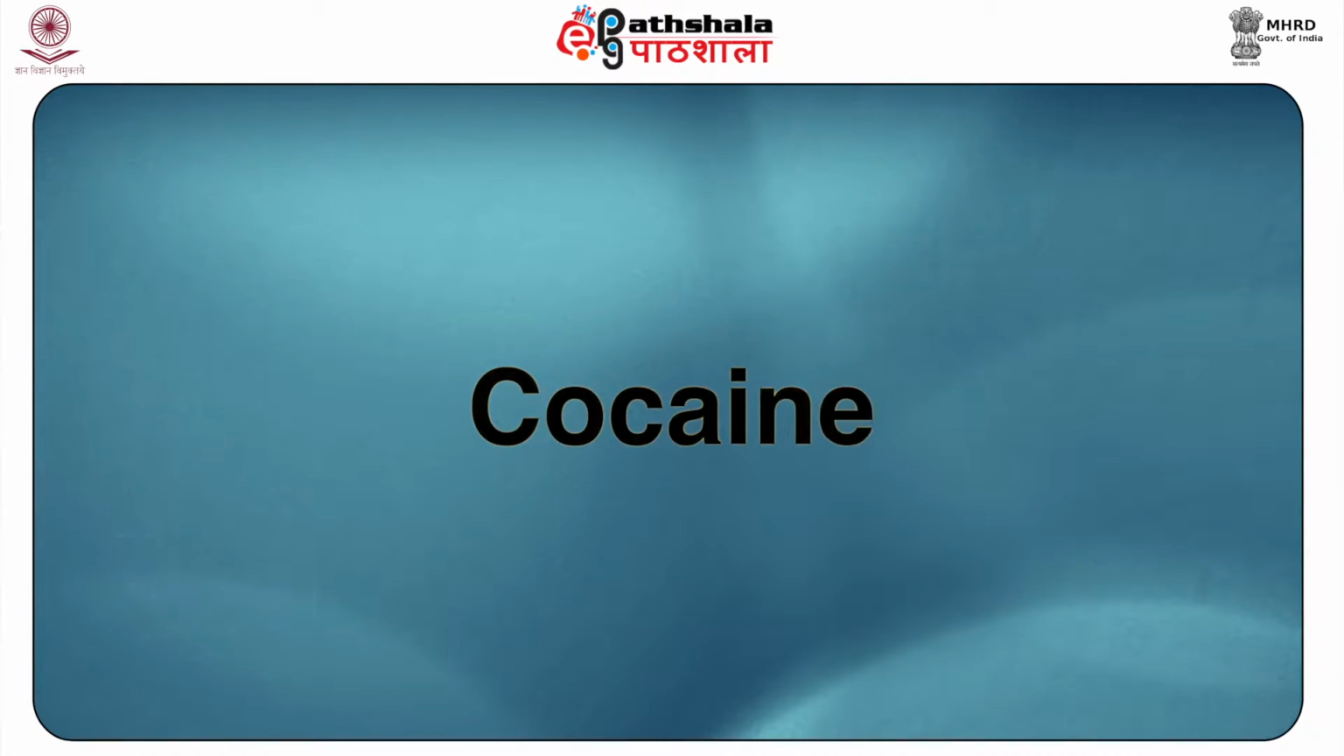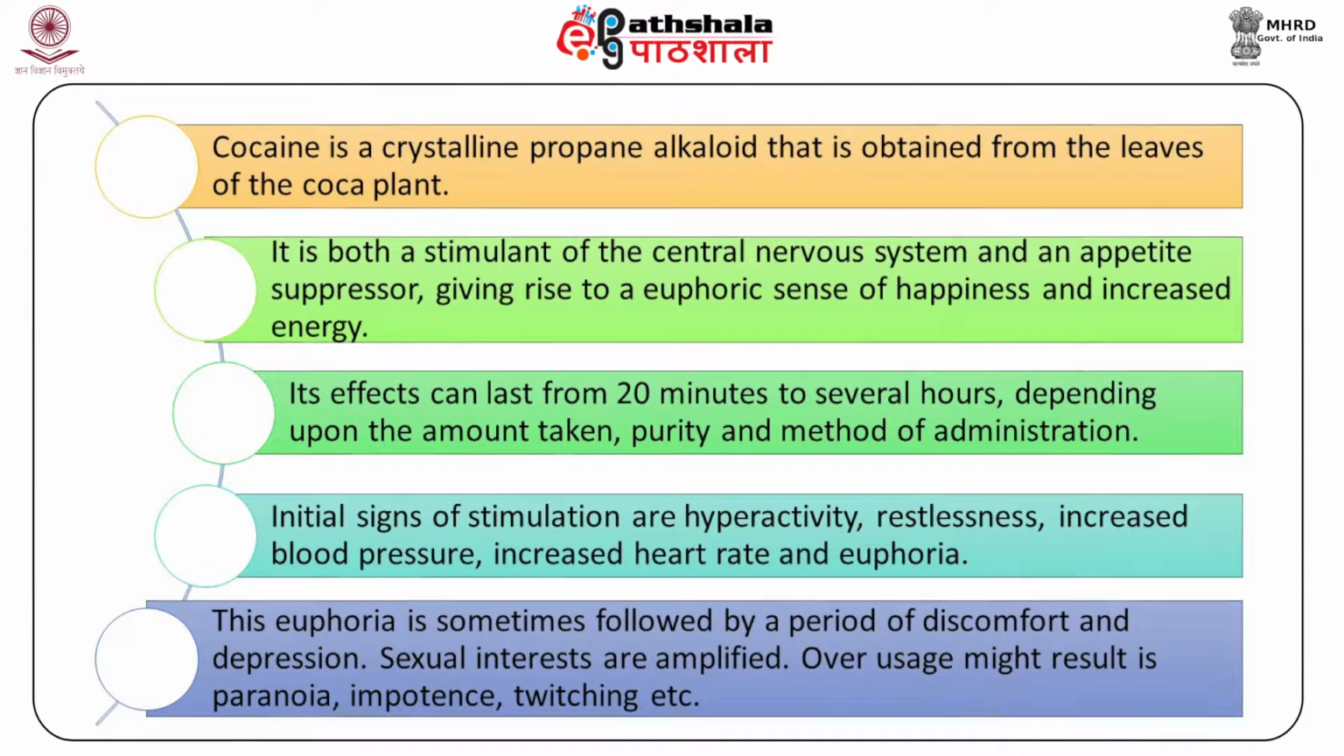First comes cocaine. Cocaine is a crystalline tropane alkaloid that is obtained from the leaves of the coca plant. It is both a stimulant of the central nervous system and an appetite suppressor, giving rise to a euphoric sense of happiness and increased energy.